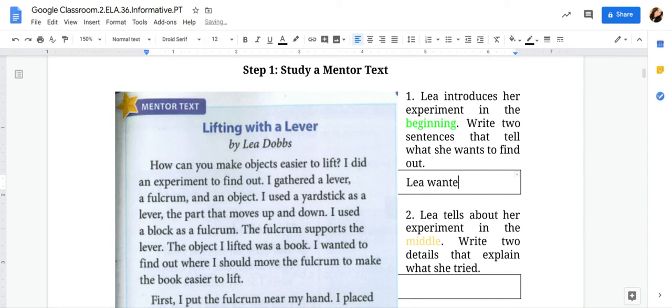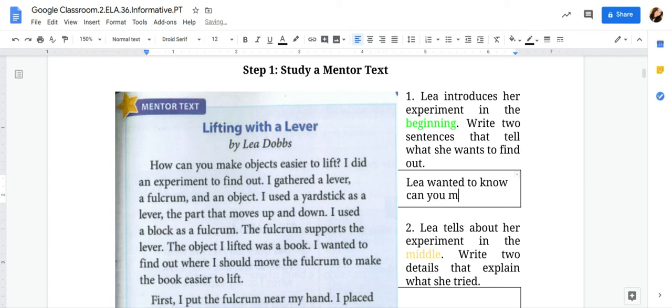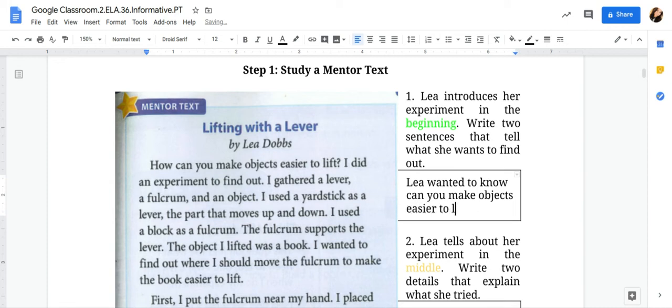Leah wanted to know, can you make objects easier to lift? And what was the other thing that she wants to know? We need two sentences. So then she also wanted to find out, where should she move the fulcrum to make the book easier?